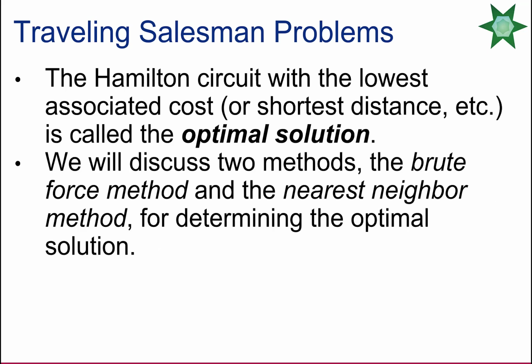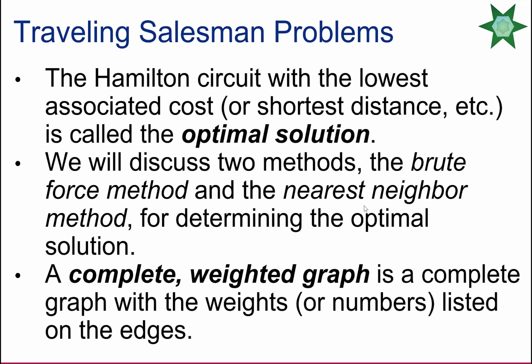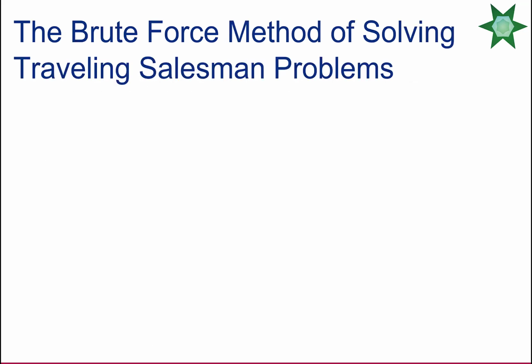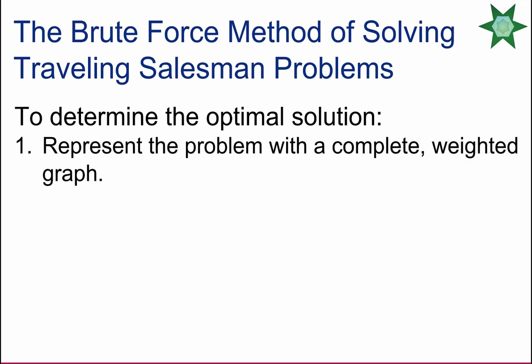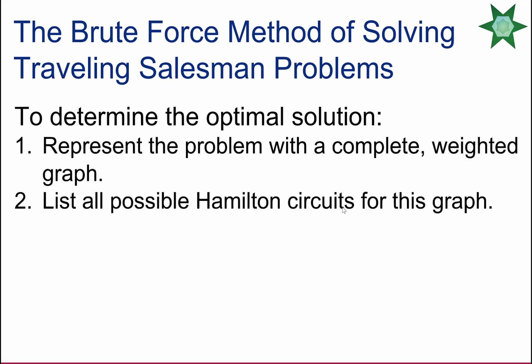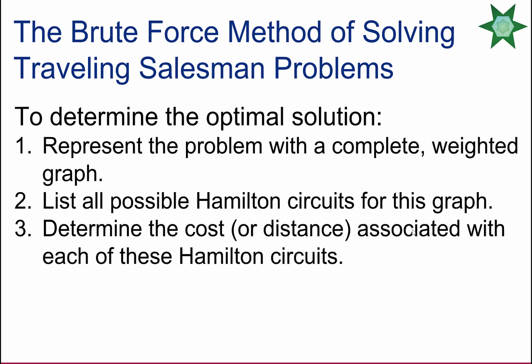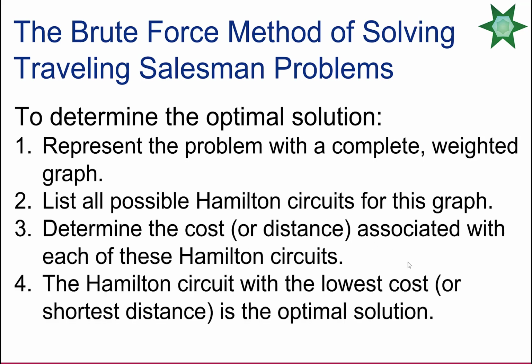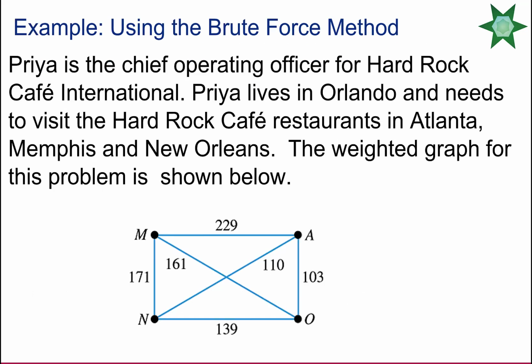We're going to go over two methods, the brute force method and the nearest neighbor method. And we need to have a complete weighted graph. That's a complete graph with the weights, either the prices or the distances, listed on the edges. In the brute force method, represent the problem with a complete weighted graph, then list all the possible circuits for the graph and determine the cost associated with each circuit. The Hamilton circuit with the lowest cost or distance is the optimal solution.